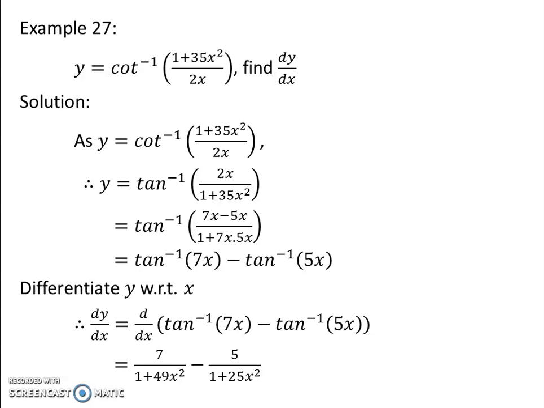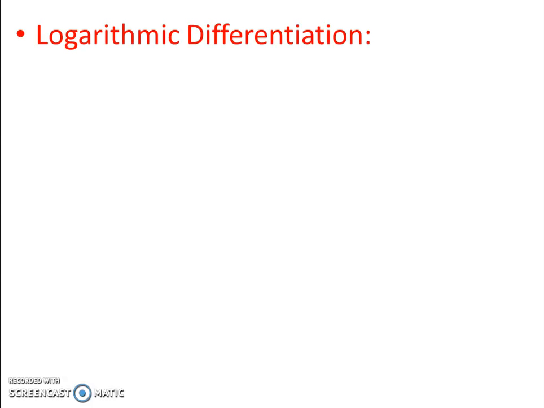Now the next topic is logarithmic differentiation, or differentiation using log. If the terms in y are very complicated, like a product of 3 to 4 terms, or quotients or powers, and only 1 or 2 terms are given, we can find it using the UV rule or the U by V rule.